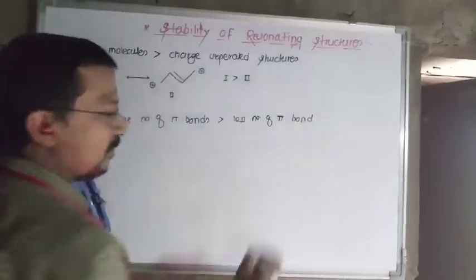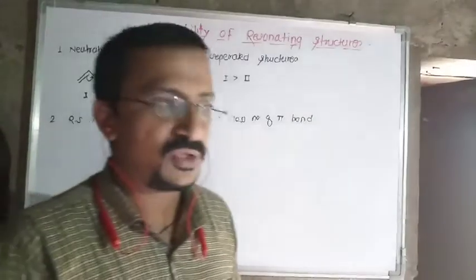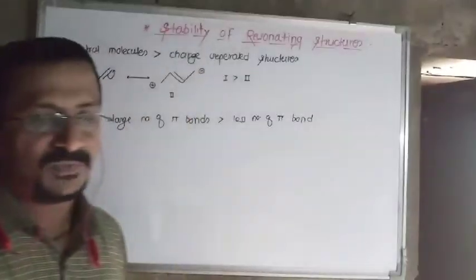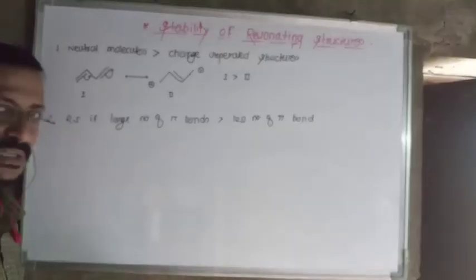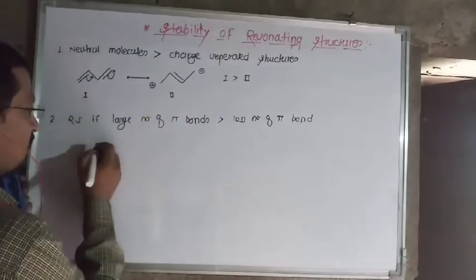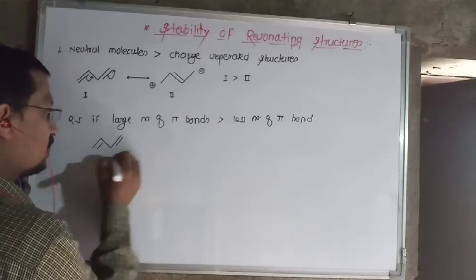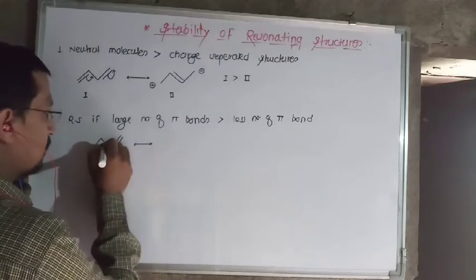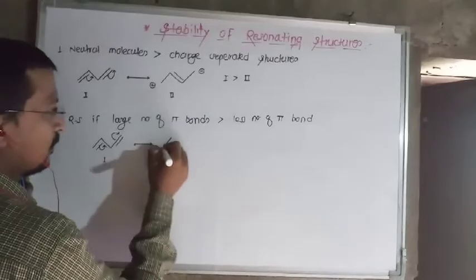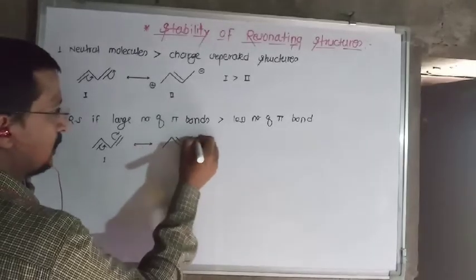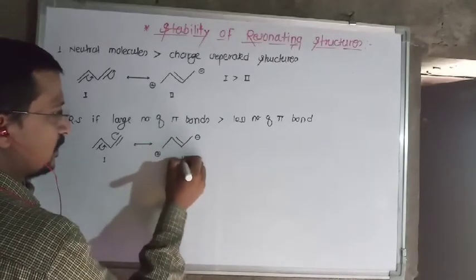म्हणजे ज्या मॉलिक्यूलमध्ये लार्जर नंबर ऑफ पाय बॉन्ड्सची संख्या जास्त आहे त्याची स्टेबिलिटी जास्त, ज्याच्यामध्ये कमी पाय बॉन्ड्स आहेत त्याची स्टेबिलिटी कमी. दॅट इज द फर्स्ट. हेच एक्झाम्पल जर घेतला, सी फर्स्ट केस अँड आफ्टर रेझोनेटिंग, negative, this positive.